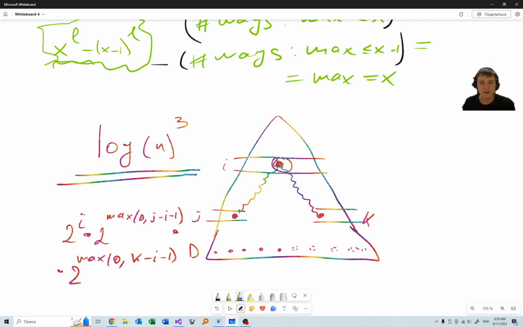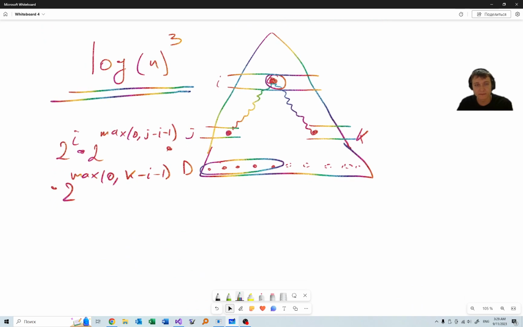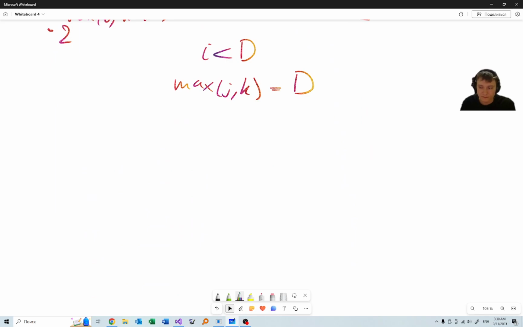Also, if i equals D, then you just need the number of vertices in the lowest layer. And all these technical details are in the screencast. You can find them there. So finally, there is a case when i is less than D, but the maximum of j and k equals D. In this case, it's still not that bad, I mean.